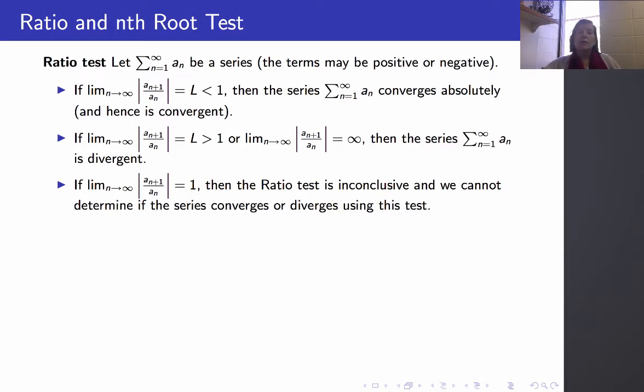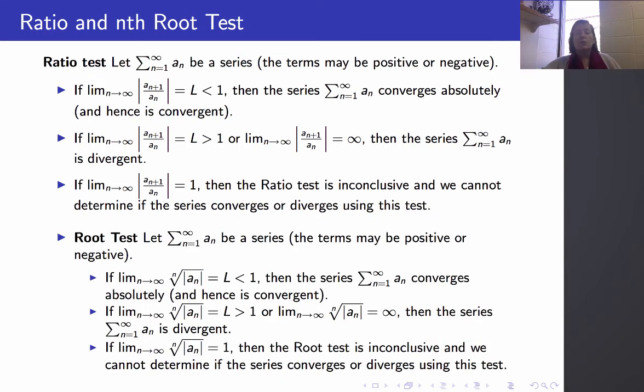The ratio test can be applied to series with either positive or negative terms. If I take the limit as n goes to infinity of the absolute value of a_{n+1} over a_n, and I find it's equal to L, where L is less than 1, then the series converges absolutely. If that limit is L, where L is greater than 1, then I can conclude that the series diverges, even if that limit is infinity. But if the limit equals 1, then the ratio test is inconclusive, and I have to find some other way to decide whether the series converges or diverges.